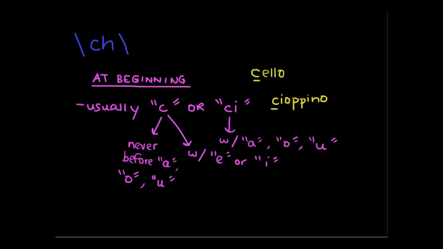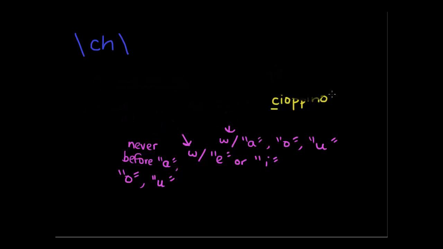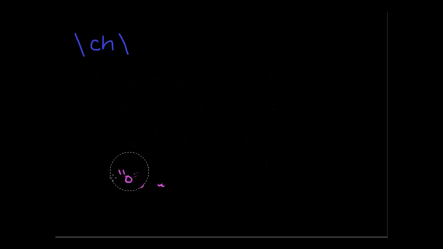Now it's a little bit different if it's in the middle. We'll take a look at that. Okay, so this is just at the beginning, C or CI. Pretty simple to figure out which one it is. If it's in the middle of a word, there are actually 4 different options of how to spell it.